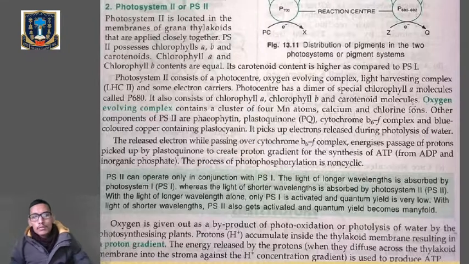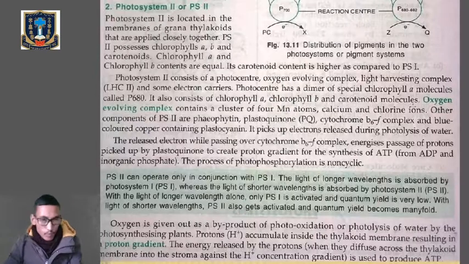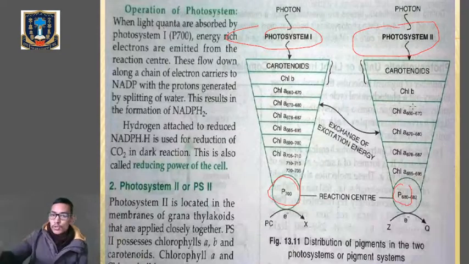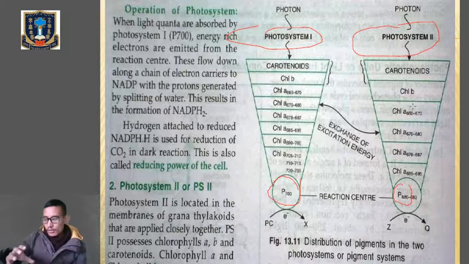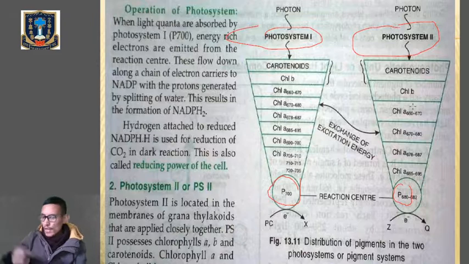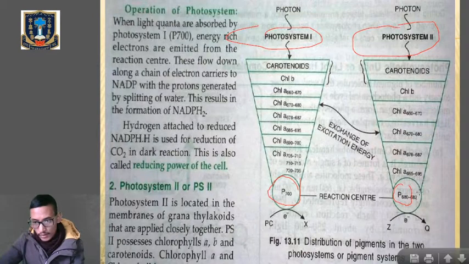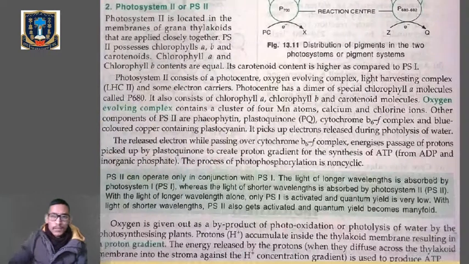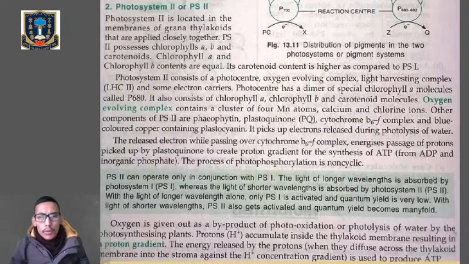So PS2 consists of a photocenter. It has the light harvesting complex, which is called LHC2, and the reaction center is called P680 because it will absorb light having a wavelength of 680 nanometers. Okay, so the light harvesting complex of PS2 is called LHC2, and the reaction center is called P680 because it will absorb the wavelength of light having 680 nanometers. Clear? Then the oxygen evolving complex is there in case of PS2.